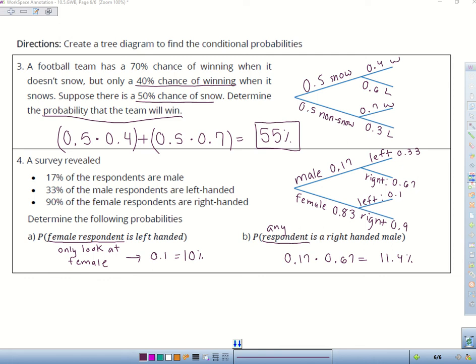Perfect. All right, you guys have the rest of the period to finish up 1 and 2. Should be pretty easy to get your homework done this period.